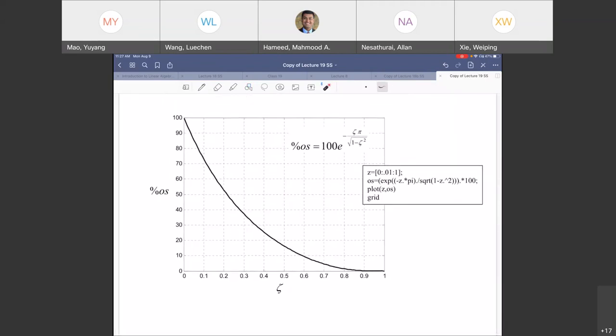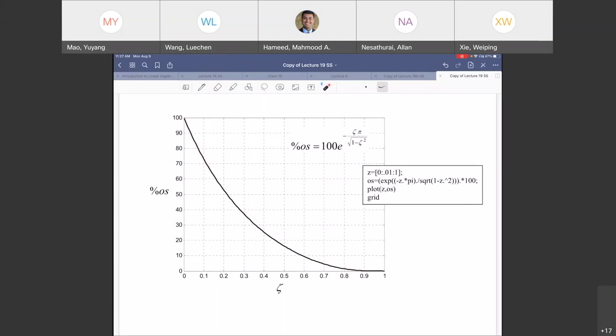This is a sketch of what happens to the percentage overshoot as you increase zeta. If you are over here, there's no damping, then of course you are at 100% overshoot. As you are increasing zeta, that overshoot actually goes down exponentially. So you're just sketching that particular function, e to the negative zeta pi divided by the square root of 1 minus zeta squared.